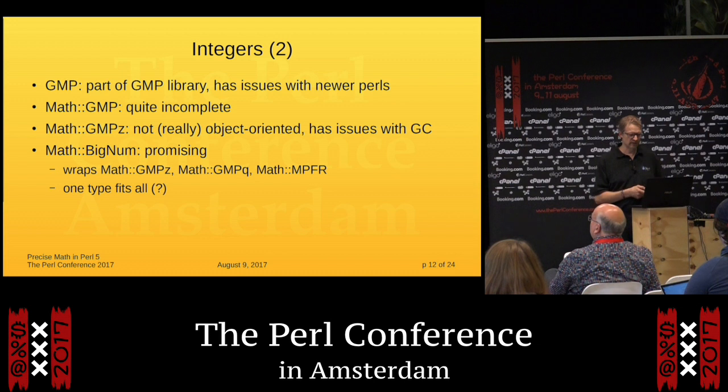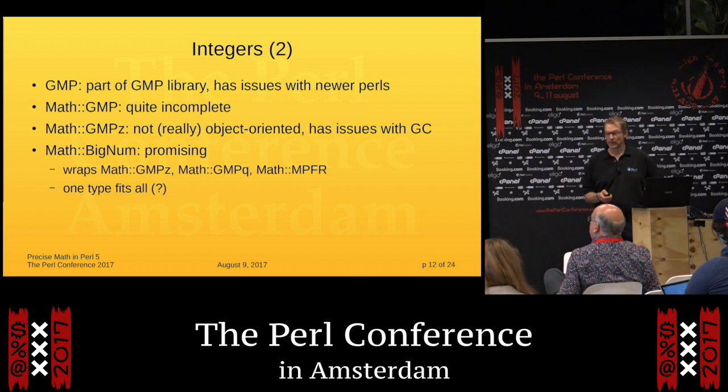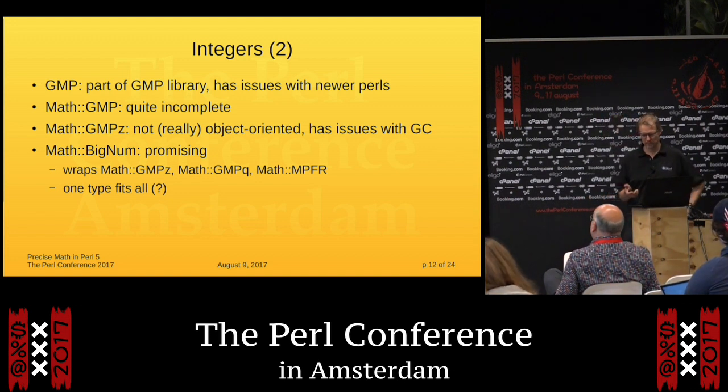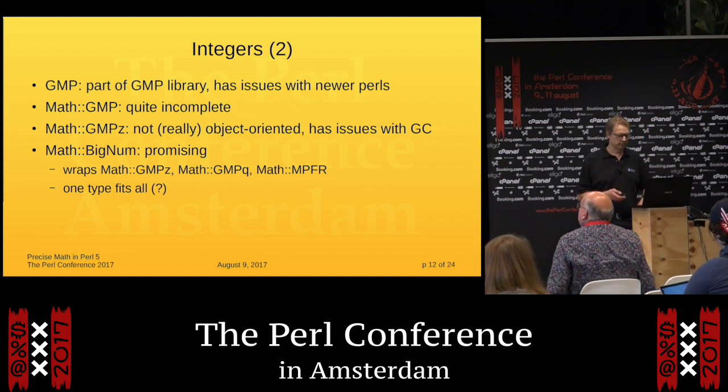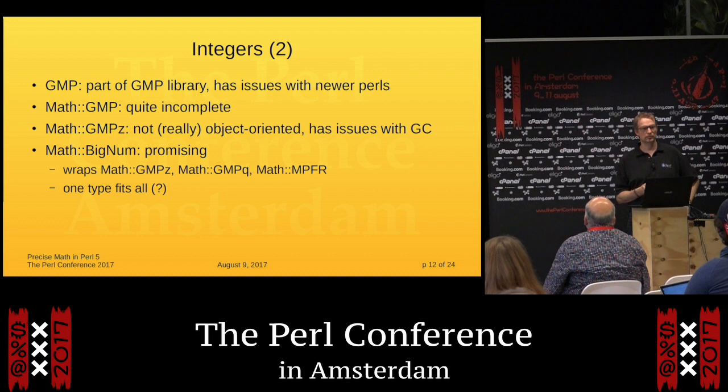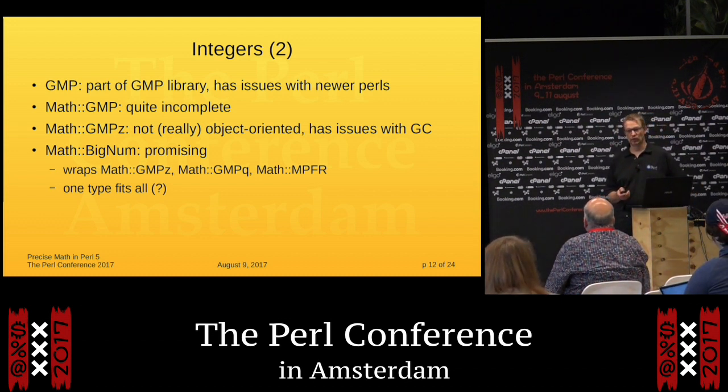The drawback here is that it has one numeric type that should fit all. So you can start with an integer and employ a transcendental function on it, and suddenly you have a floating point number. Whereas we like to be a bit more strict sometimes and know when we want this and when that.